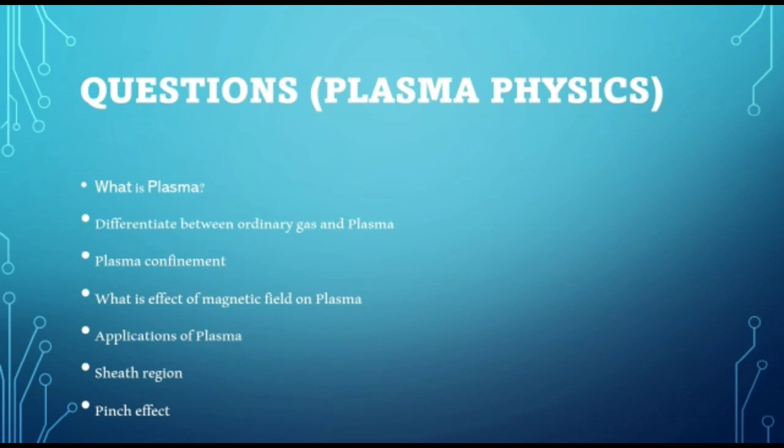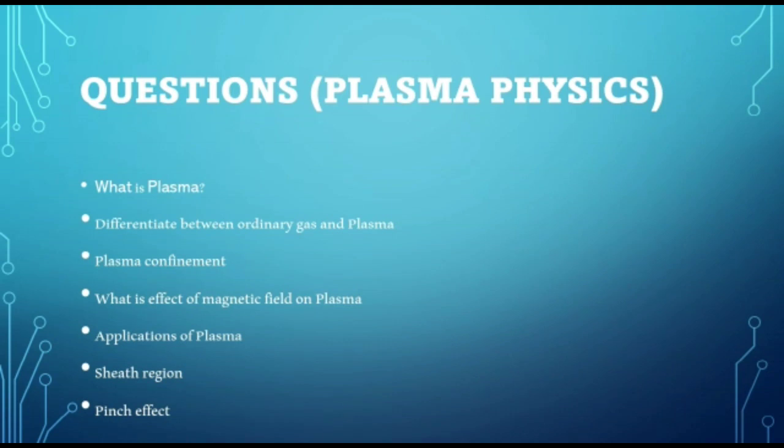Then he asked me, when do we need confinement of plasma, and what do you understand by this term? So I explained that plasma confinement is used in thermonuclear fusion, especially in fusion reactors in which fusion takes place at a very high temperature of the range 10 raised to power 8 Kelvin, that is even more than that of the sun's core. So to carry out fusion at such a high temperature, confinement of plasma becomes necessary.